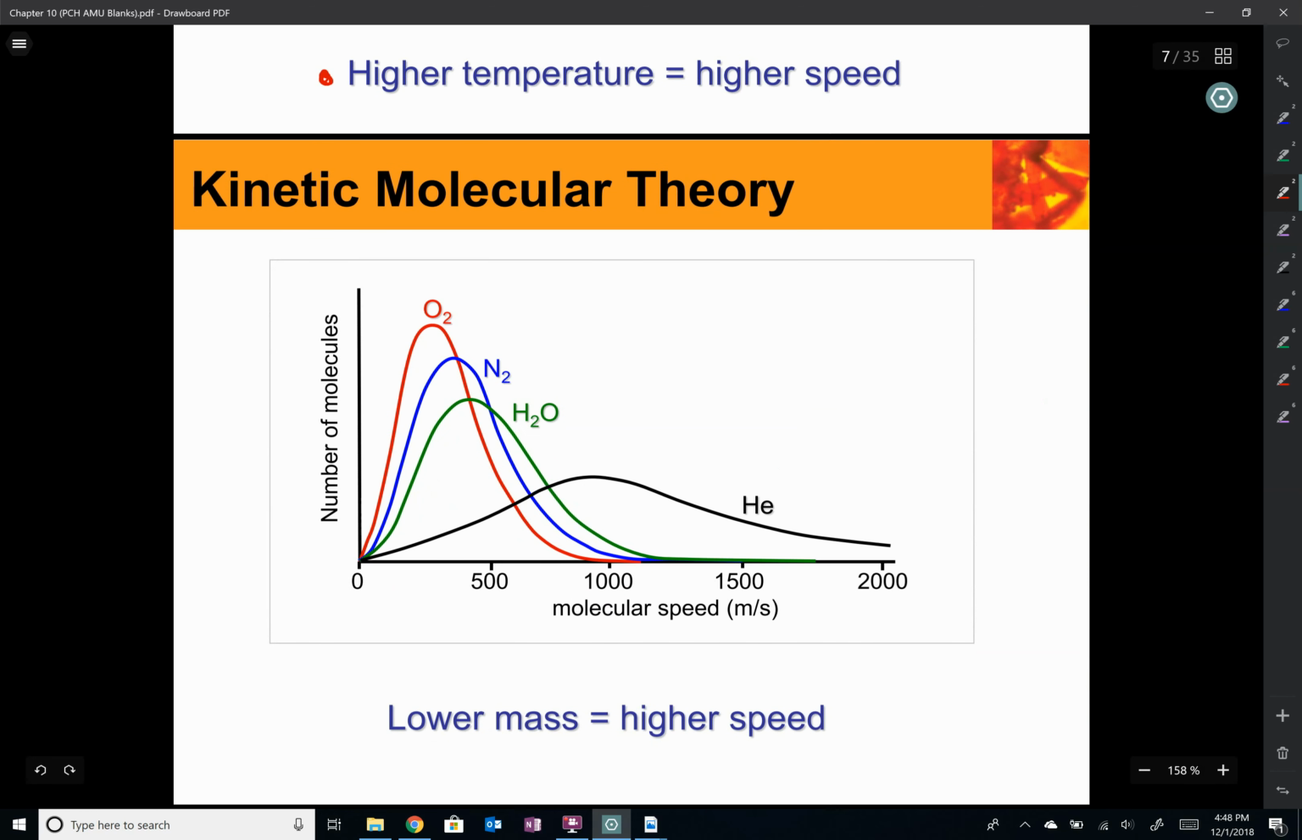Now, it's not only the temperature that we have to pay attention to. It's also mass that has an impact on the average speed of a gas. The heavier the gas, the slower it's going to move on average, right? Relatively slow, I should say. So if we compare oxygen versus nitrogen versus water versus helium, as we increase mass, we see that the average speed slows down, right? So if we go from a small molecular weight at helium up to a larger molecular weight up at O2, then we see the average speed decreases as we go through that.